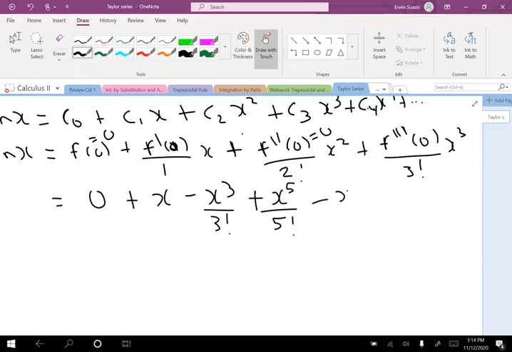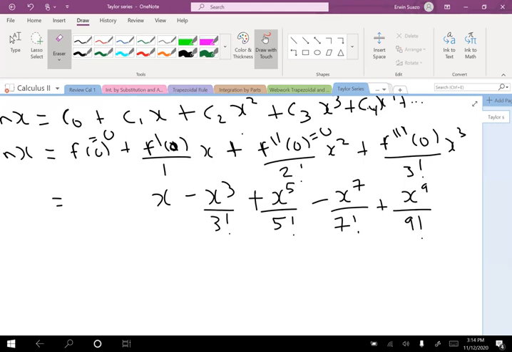Minus x to the 7, 7 over 7 factorial. So the next one is 0, and the next one is x to the 9, 9 over 9 factorial, and so on. So I just want to see the pattern, right? Basically, the exponents are the odd numbers, and the sign is changing.